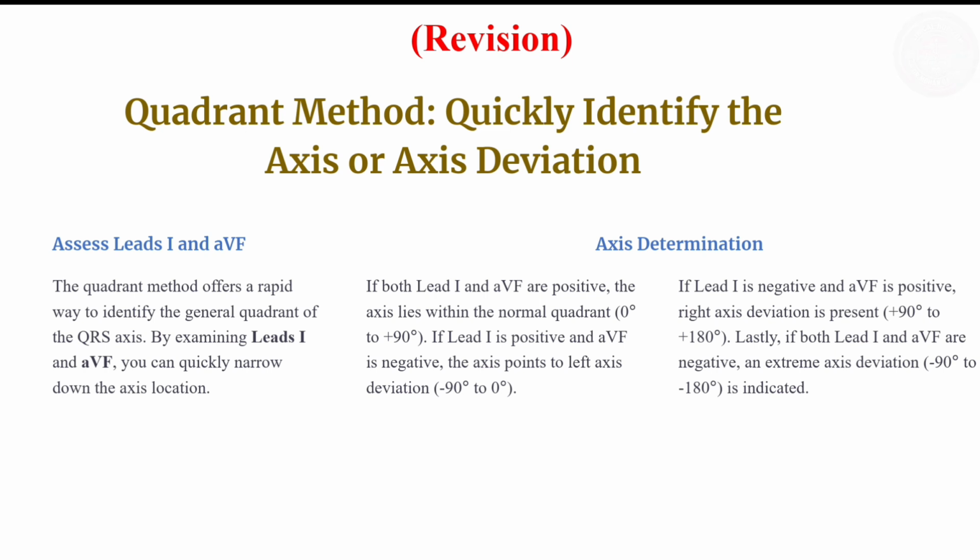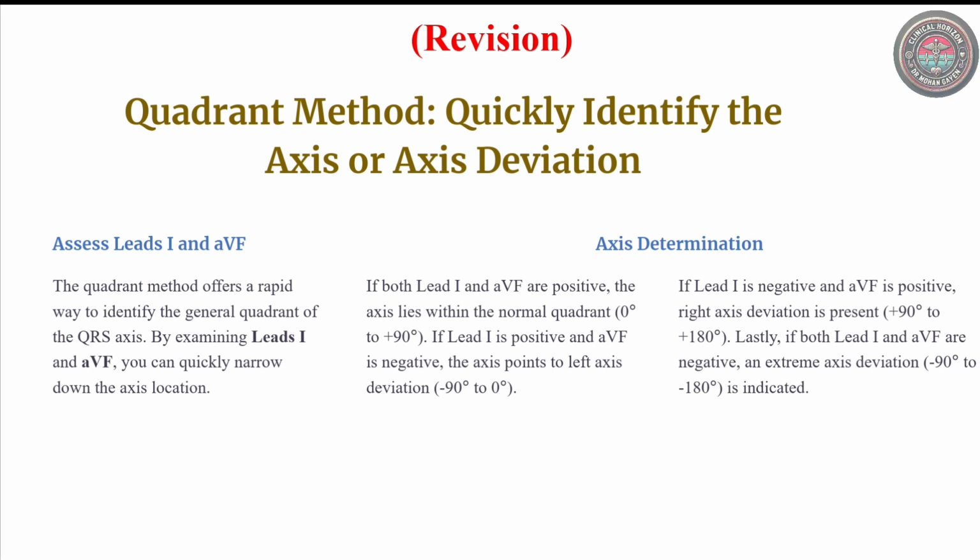When analyzing an ECG, always follow a structured approach. Ask yourself, is the axis normal or deviated? If deviated, is it left axis deviation, right axis deviation, or extreme axis deviation? What underlying conditions could explain the deviation? With these thoughts in mind, let's now dive deeper into the methods used for cardiac axis determination.